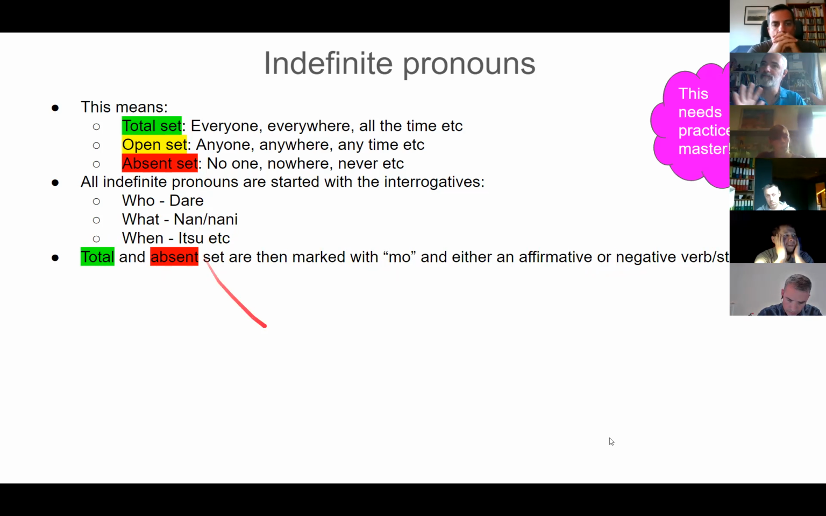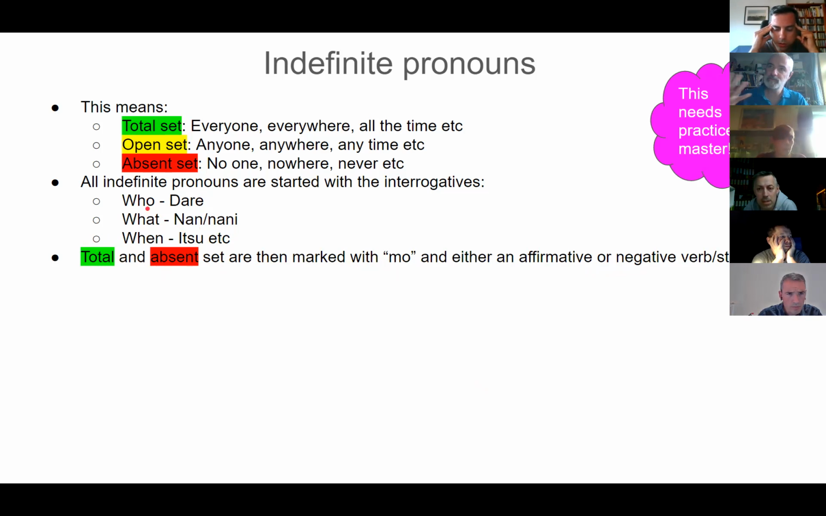For example, let me give you a really, really simple example. No one will go. This would be dare mo, dare meaning people who, mo to create the entire set, ikimasen, no one will go. Or basically, everyone is not going. Dare mo ikimasen. Dare mo ikimasu means everybody will go. Okay, so just changing the affirmative or negative state of the verb at the end makes it either the total set or the absent set.